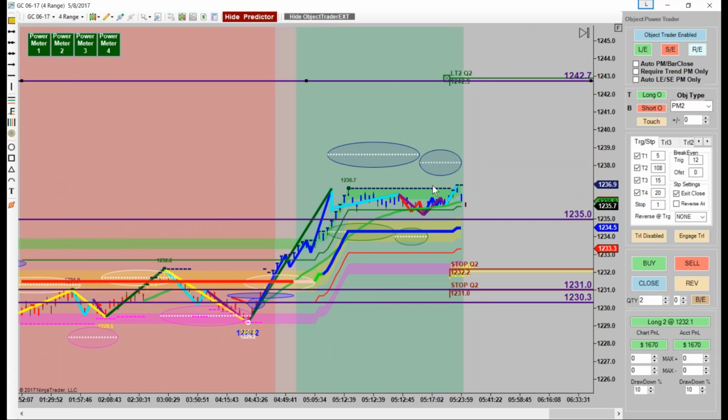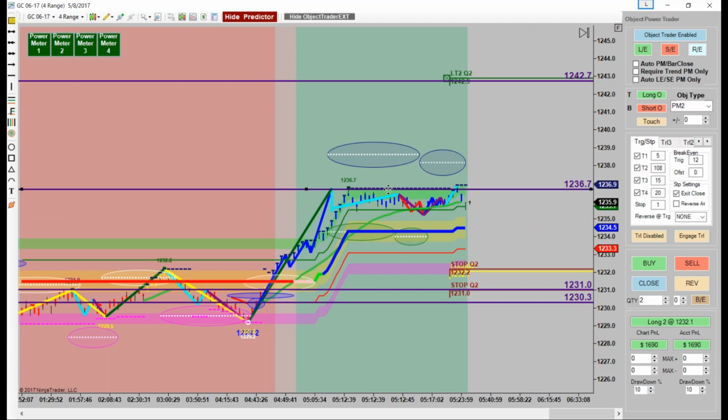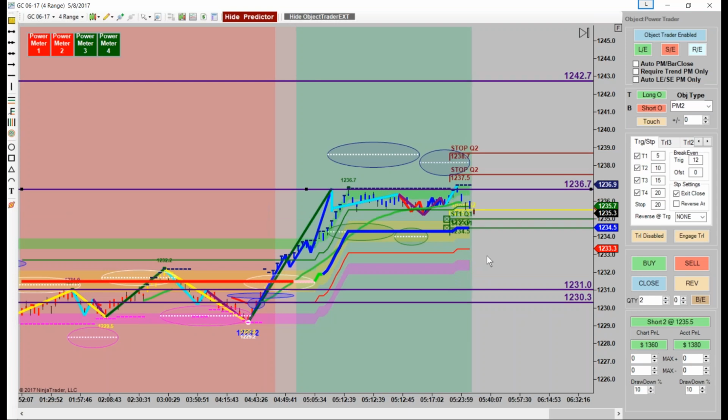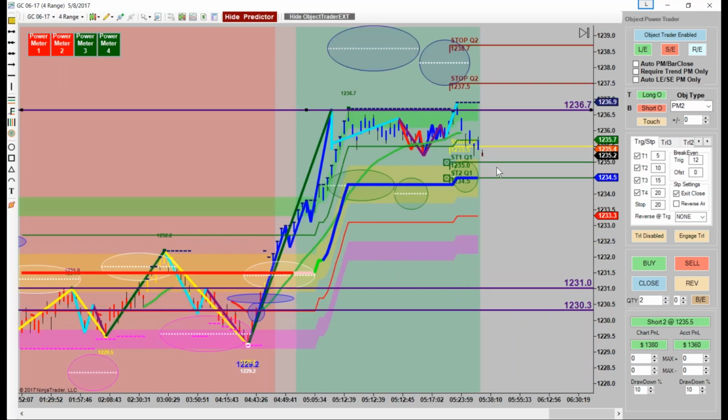Could be a double top. Draw your lines on your chart. See that right there? Could be a double top. You just got your power meter flip. Now be very careful with this, because this background and everything turned green. So I'd be real careful with that trade right there.